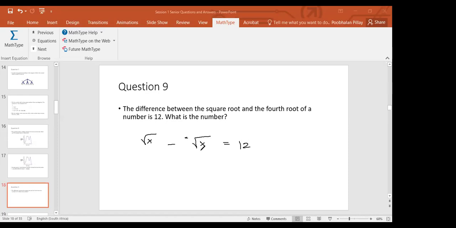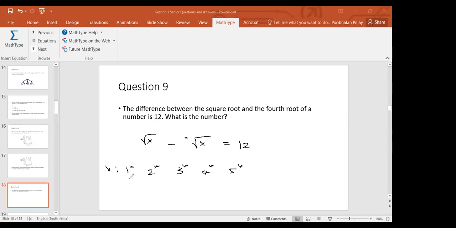you say, well, I'm going to look at numbers which have got fourth roots. So what does that mean? The numbers which have got fourth roots are fourth powers. 1 to the 4, 2 to the 4, 3 to the 4, 4 to the 4, and so on. These numbers have got fourth roots. So let's look at these numbers. These are possible values for x, right?